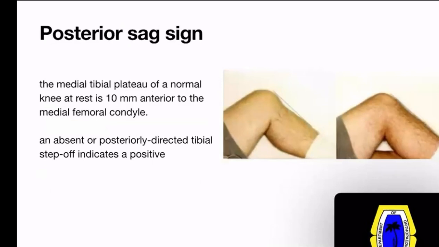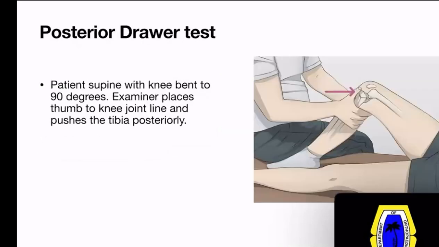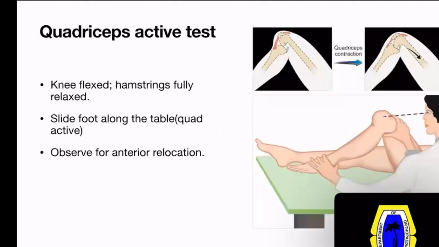So, posterior sag, normally, the tibial plateau is 10 mm anterior to the femoral condyle. If that becomes absent or posteriorly directed tibial step off indicates a positive posterior sag. Now, posterior drawer, patient supine with knee bent to 90 degrees. Examiner places thumb to knee joint line and pushes the tibia posteriorly, just like the anterior drawer. You do it at 90 degrees.